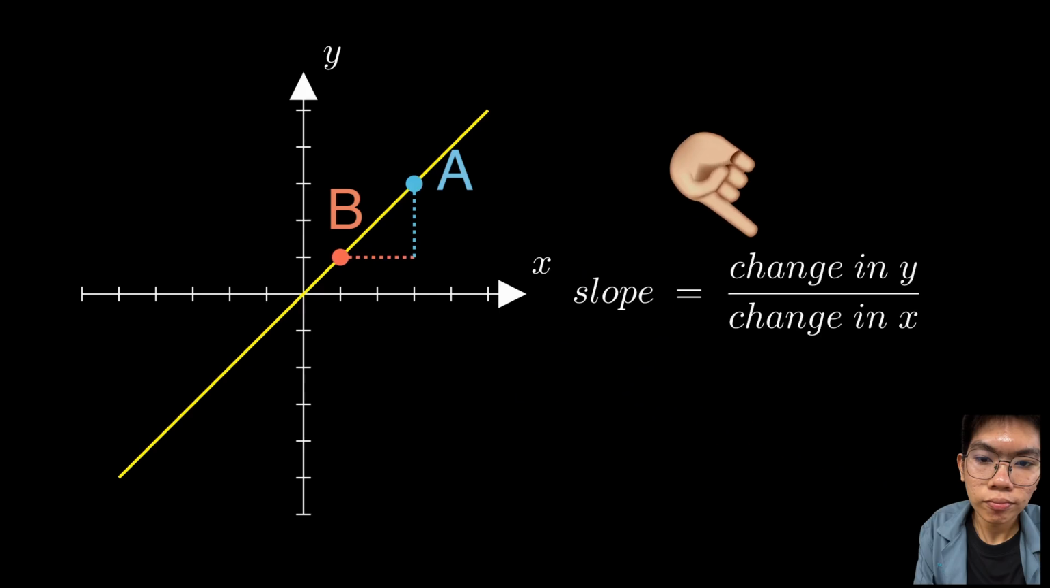Slope equals change in y divided by change in x. This gives us the average rate of change between the 2 points. Since the line is straight, this rate is consistent everywhere.